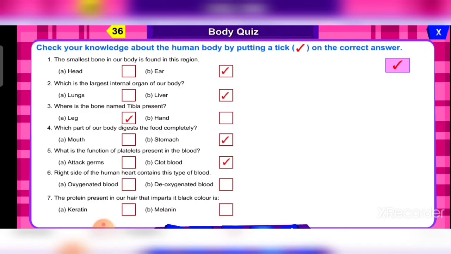Number 6, the right side of the human heart contains this type of blood. So is it oxygenated blood or deoxygenated blood? And the right answer is deoxygenated blood. Number 7, the protein present in our hair that imparts it black color is keratin or melanin. So, our hair gets black color from this protein and it's melanin.